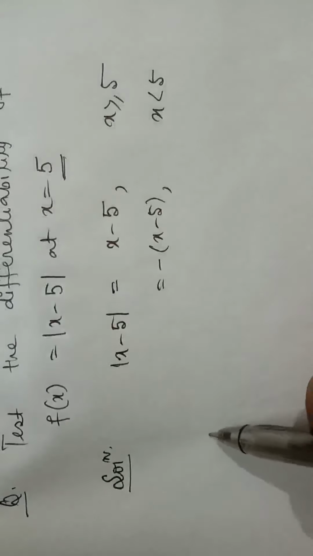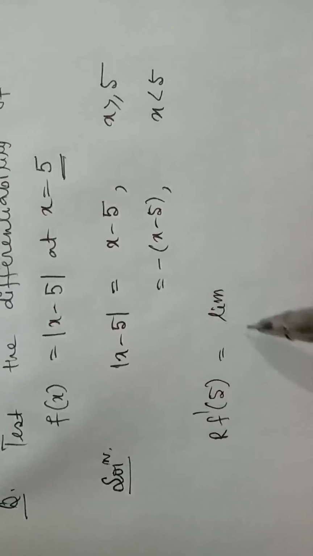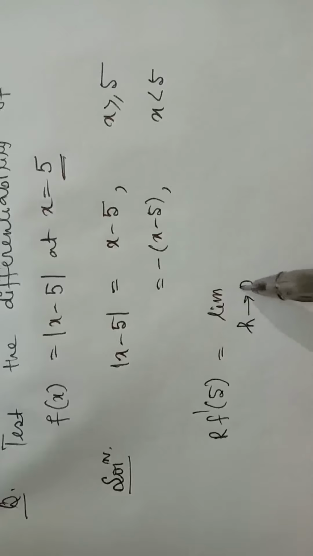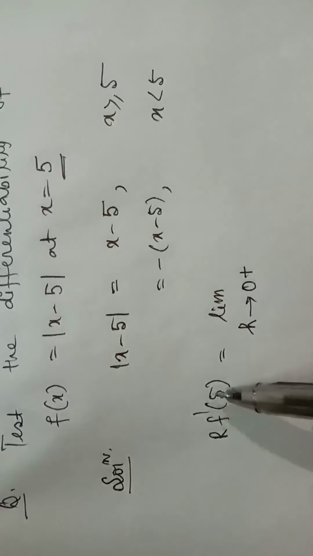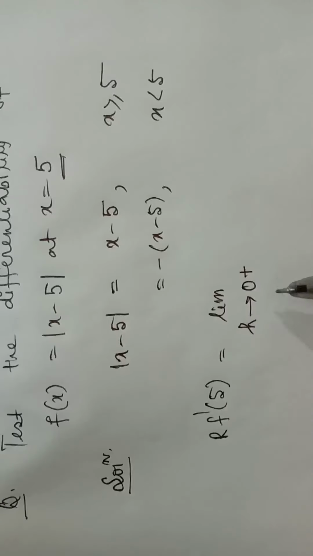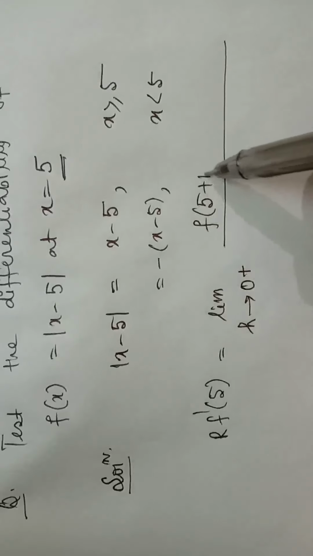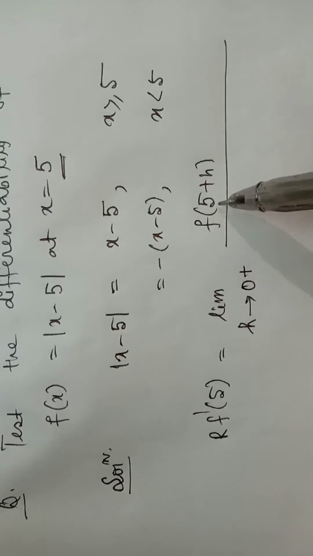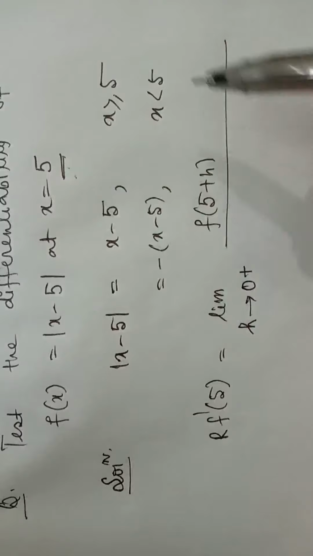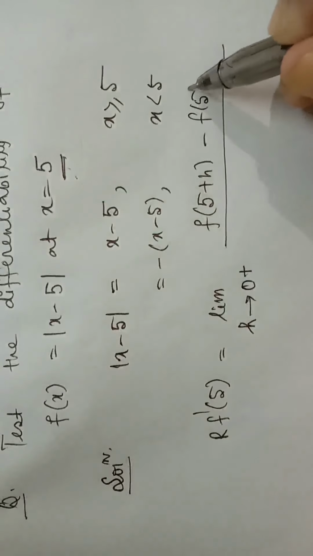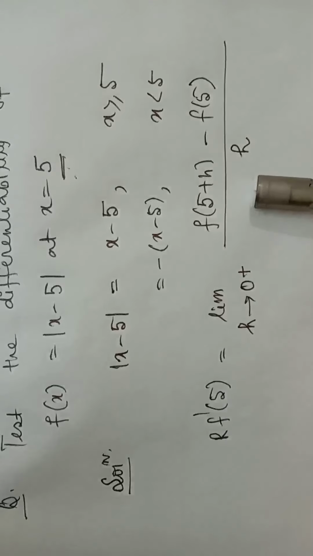So the right hand derivative at x equal to 5, R f dash 5, is equal to limit h tends to 0 plus, whatever be the point, we have to write 0 plus, of f of 5 plus h minus f of 5 divided by h. We have to test the differentiability at x equal to 5, so 5 will come here. This is the definition of the right hand derivative at x equal to 5.